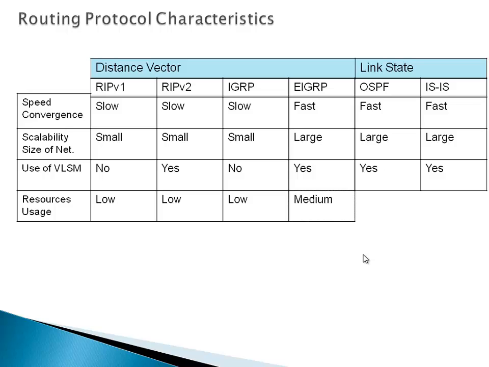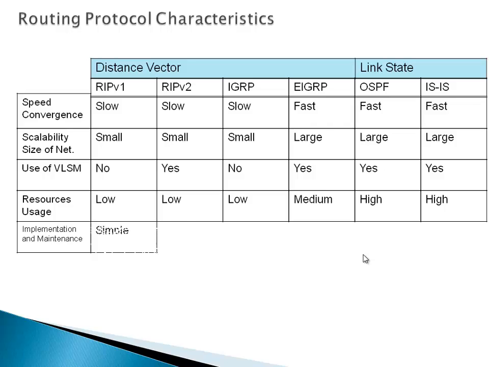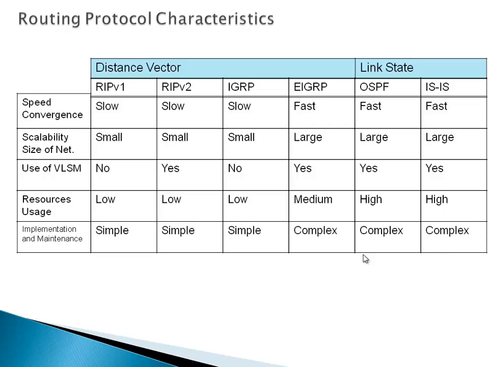EIGRP has medium usage of resources, while OSPF and IS-IS are high. Implementation and maintenance is very simple for RIP version 1, version 2, and IGRP. Implementation for EIGRP, OSPF, and IS-IS is complex.